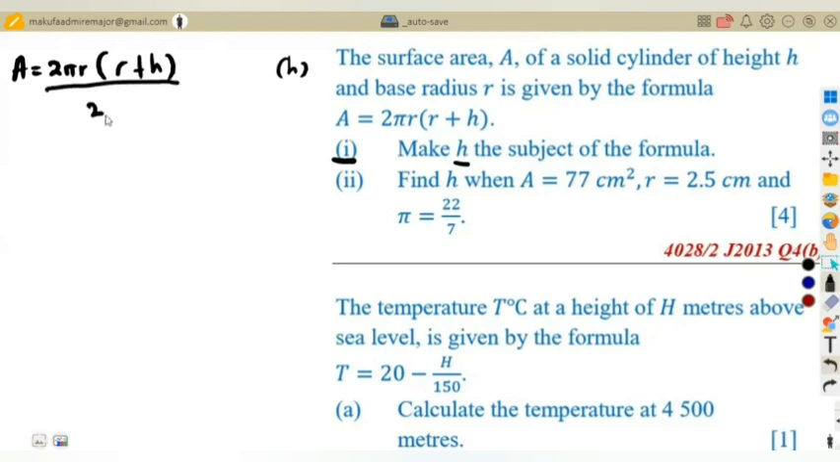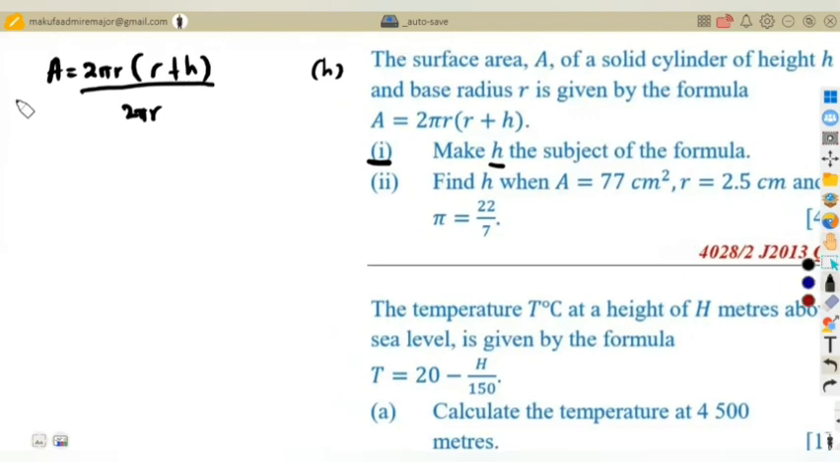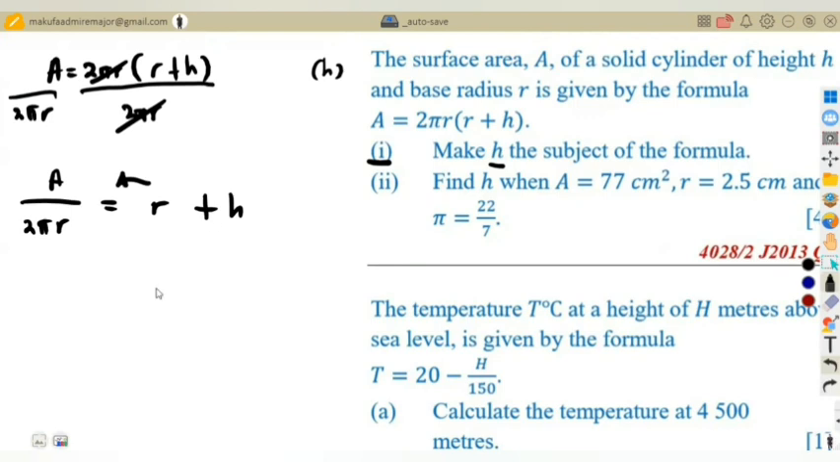Divide by what? By 2 pi R both sides. So meaning to say here, we are also going to divide this side by 2 pi R. This cancels here. We are left with A over 2 pi R, which is equal to R plus H. What we need is to make H the subject. So you can transpose R to this side, because H here is positive. So it's going to be A over 2 pi R. If we transpose R to this side, it becomes a minus, which is equal to H.